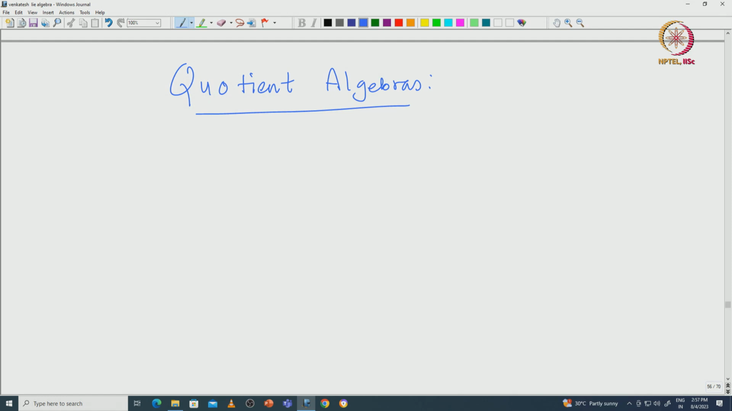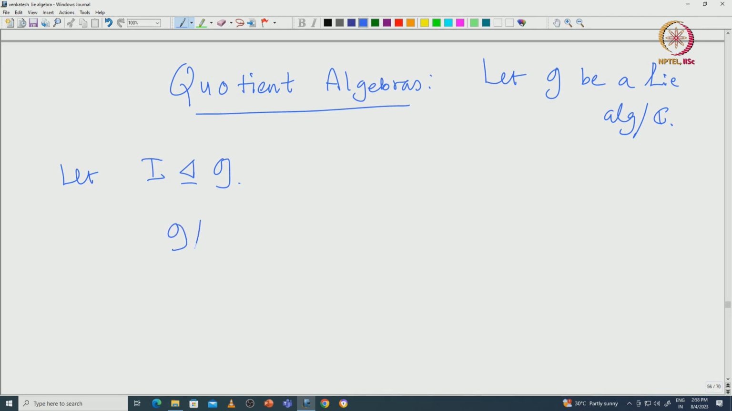So, how do I construct this quotient algebra? You start with the Lie algebra as before. Let G be a Lie algebra over complex numbers, and let us say I is an ideal inside G. Then, because it is a subspace, one can immediately talk about the quotient space. So, this is just a quotient space.